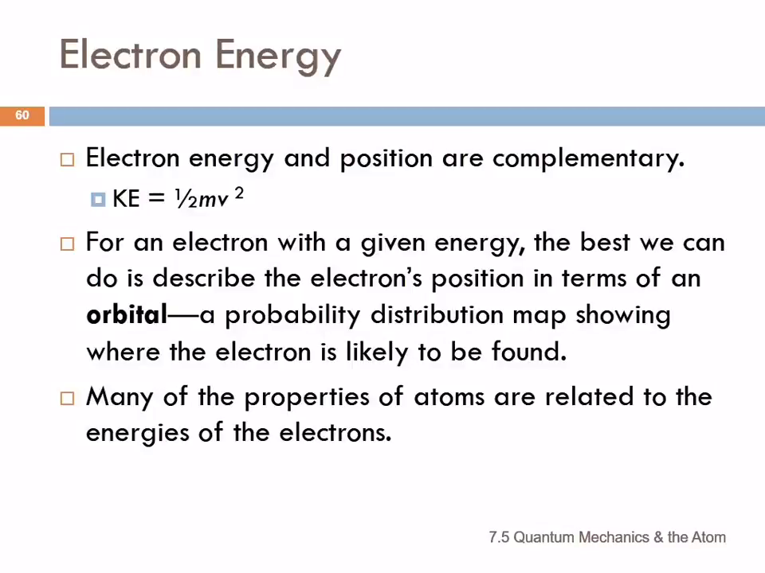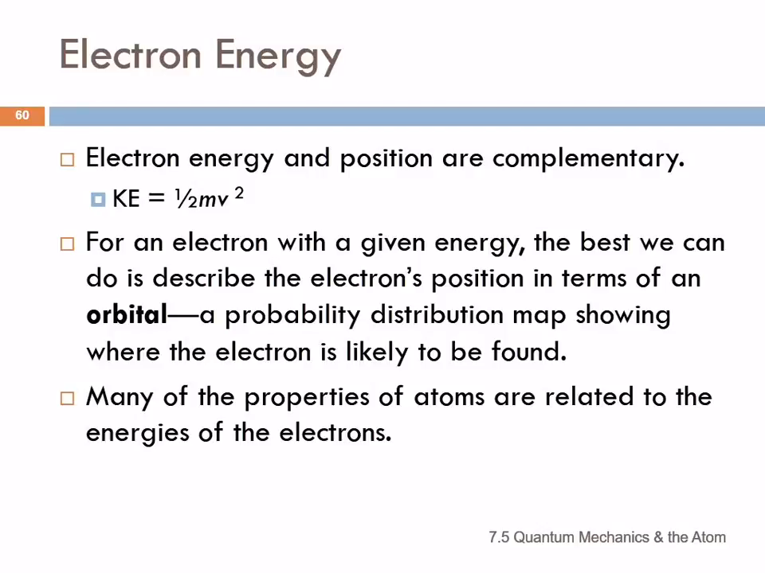Electron energy. Electron energy and electron position are complementary. We know that kinetic energy is 1/2 the mass times the velocity squared, so the velocity of the electron has something to do with its energy. But unlike with the Bohr model, where we can say, okay, this is the orbit, this is the path where the electron is traveling nicely, just as we can predict where the Earth is going to be a week from Friday.